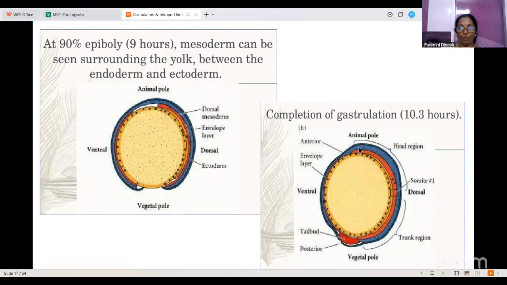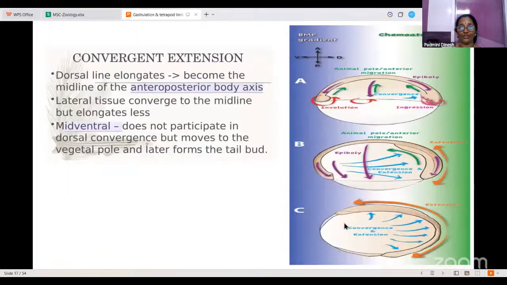So you have the animal pole, a broad region, that is going to be the head region. This place where the mesoderm is going to be formed is the place that gives rise to somites. The somites, if you remember, I told you, give rise to the muscles and other connective tissues. And then you have the tail region, the tail bud, which is going to be formed at the vegetal pole. So these are the different parts that are formed after 10 hours of gastrulation.